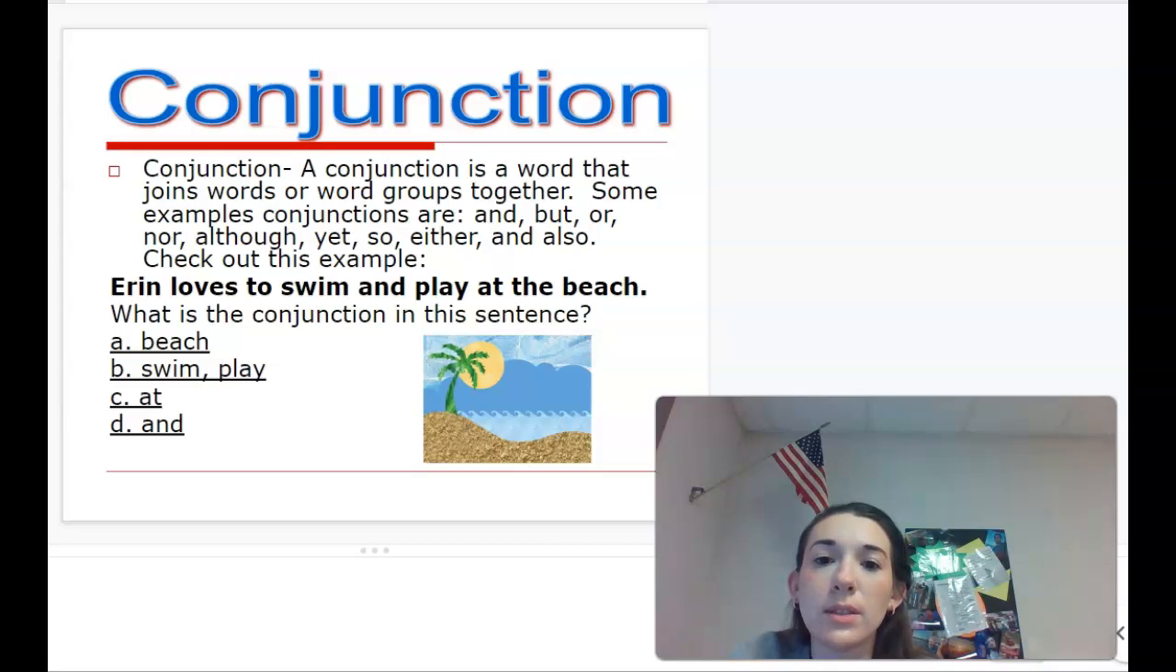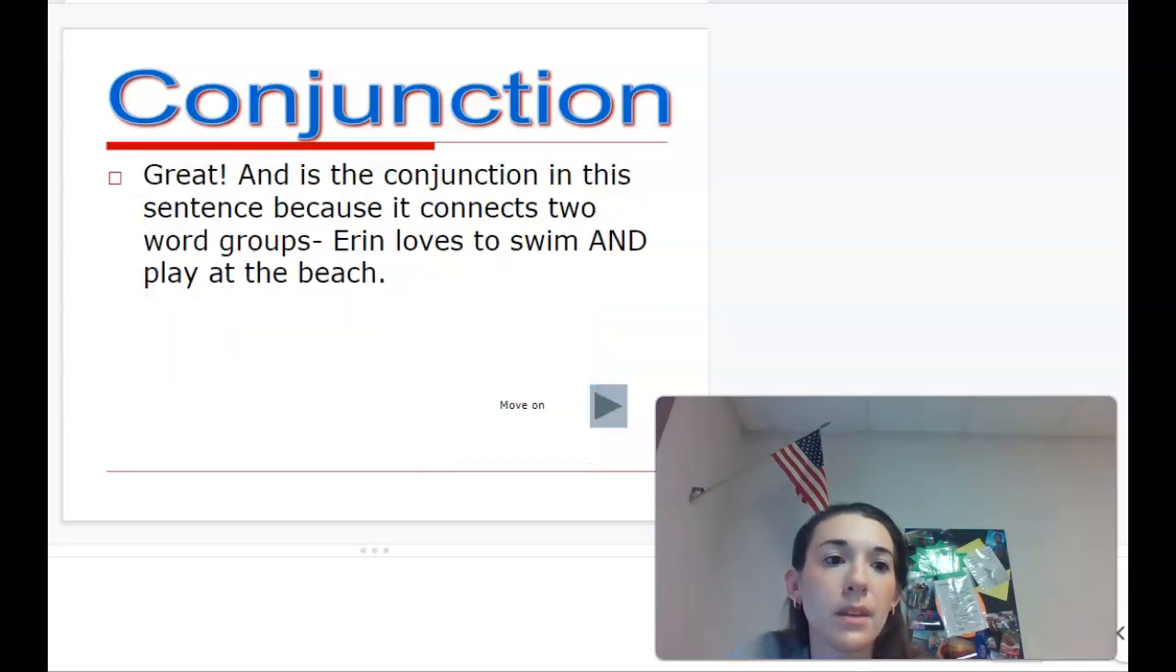Aaron loves to swim and play at the beach. What is the conjunction in this sentence? Is it A, beach, B, swim, play, C, at, or D, and? Hopefully you picked and as our conjunction, which is bringing the different events in the sentence together.